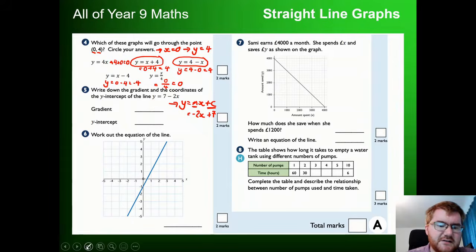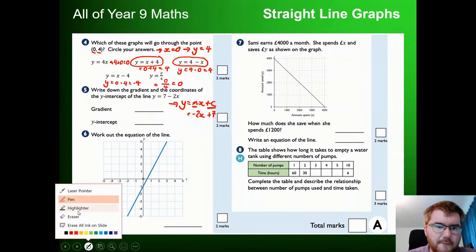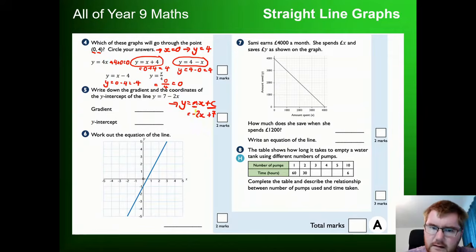Now the gradient is always the number in front of the x, like so. So the gradient here is going to be equal to minus 2. Now the y-intercept, be careful because they want the coordinates of it as well. So we can't just write 7 here. What we need to do is write the coordinates, which is 0, 7, because we want to know where it crosses the y-axis, and the x value has to be 0 at that particular point. You could do that also by substituting x is 0 in here and giving you y equals 7.